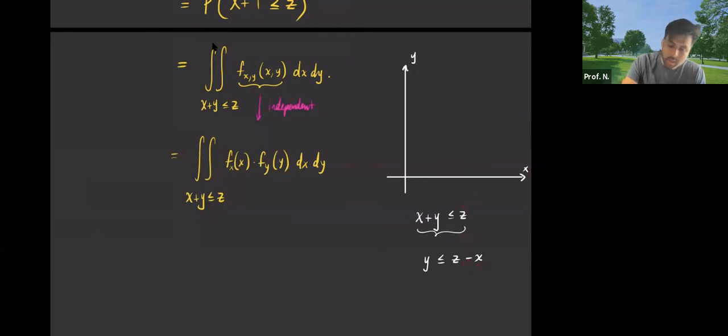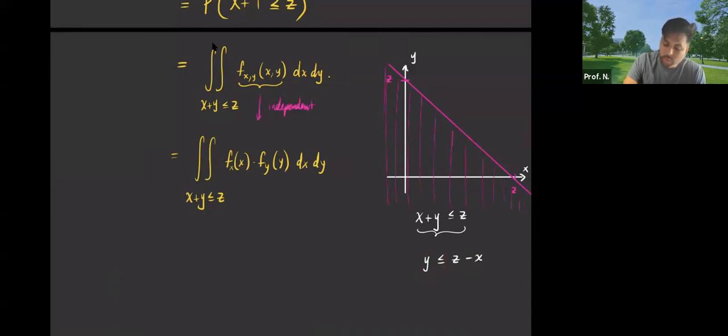So what is this going to look like? This is z, this is z, and then we have a line that goes right through. Z is my y-intercept, negative 1 is the slope, so z is also my x-intercept. This is saying y is less than or equal to this, so the region is all of this here.